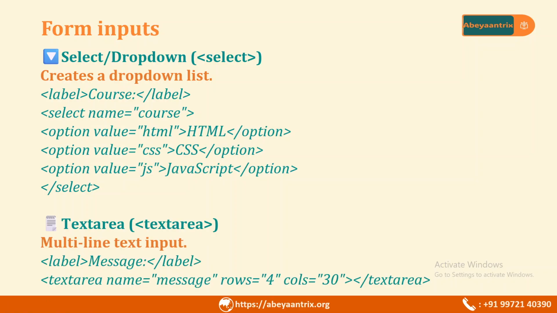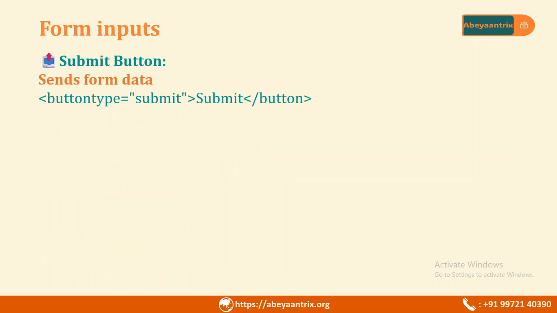Next one is textarea. The textarea lets users enter multiple lines of text. Here you can see you should use the textarea tag, and name is equal to message. You can write anything. Rows and columns you should mention. Based on the rows and columns, that many lines you can enter in your textarea. It is perfect for comments, feedback, or any longer text, or if you want to write about yourself for resume forms, you use it like that. Next form input is the submit button.